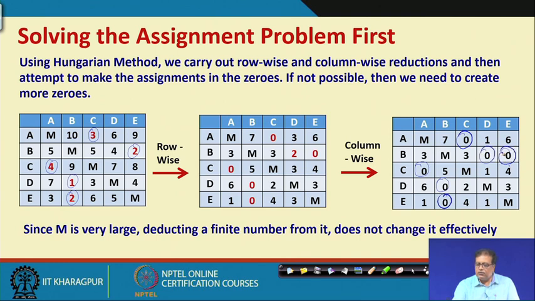So, all these zeros we have to now make assignment. If you look carefully, then you see that some zeros are in pairs, right. Because those zeros are in pairs, if you assign in one, the other one cannot be used. So, can we make all the 5 assignments? Let us start with some unique zeros. So, this one is an unique 0.